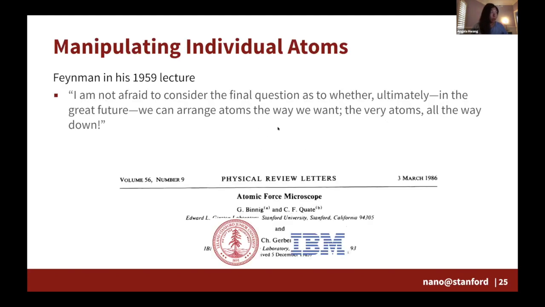And so a big part of this also was in this lecture. "I am not afraid to consider the final question as to whether ultimately in the great future we can arrange the atoms the way we want, the very atoms all the way down." And we actually have tools that we can use to actually place individual atoms. That's what they developed, and this actually won a Nobel Prize. It was a collaboration between Stanford and IBM. Calvin Quate was a professor and also I think some senior fellow at IBM.